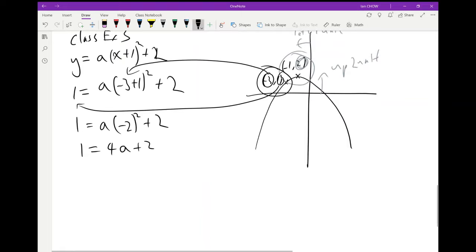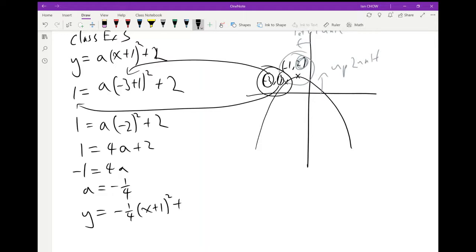And then I'm going to solve the equation for a, and so when I move the 2 over, it becomes minus 2, so 1 minus 2 is negative 1 equals 4a, which means that a is negative 1 over 4. Then I'm going to substitute my a back into the equation. Y is equal to negative 1 over 4, bracket x plus 1 whole squared plus 2. That is my equation in vertex form. And that is the standard form according to the textbook, standard vertex form.